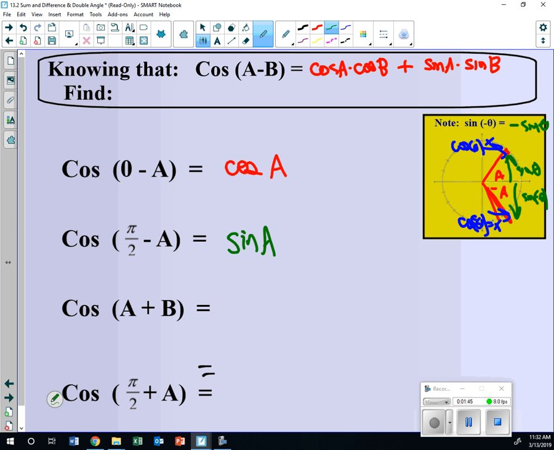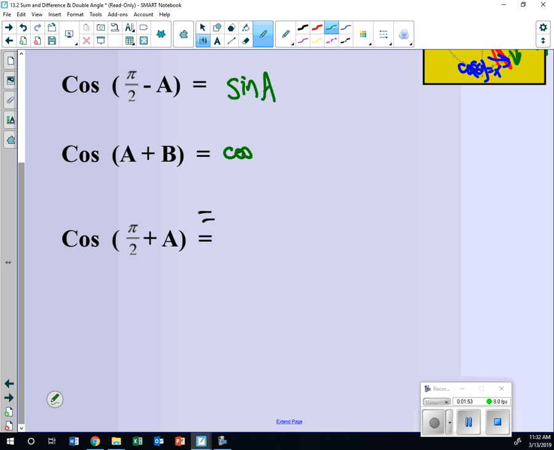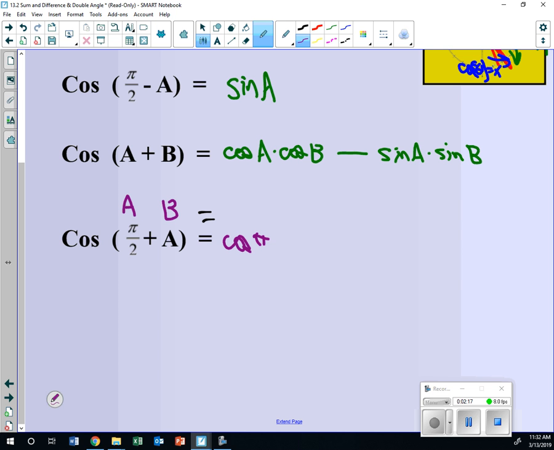Not too hard. Okay. Did we do this one? Oh, we did that one too? Oh, wow. Okay. So this one turned out to be cosine A, cosine B, and if this was a plus, this will be a minus sine of A times the sine of B. Okay. So then, what you're going to do with something like this is you're going to put in, for A, pi over 2, and for B, you're going to put in A. So let's do that. Cosine of pi over 2 times the cosine of A minus the sine of pi over 2 times the sine of A.